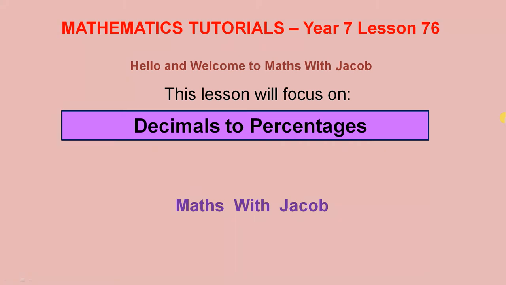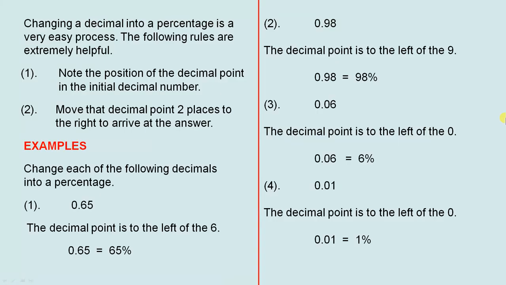This lesson will focus on decimals to percentages. Changing a decimal into a percentage is a very easy process. The following rules are extremely helpful. Note the position of the decimal point in the initial decimal number. That's the first point. The second point, move that decimal point 2 places to the right to arrive at the answer. Let's have a look at some examples to see how those rules work.